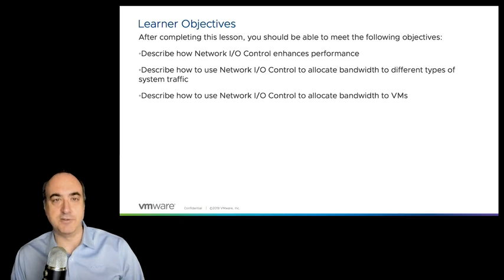Your goal here is to understand and to be able to describe Network I/O Control and how it enhances overall performance. Describe how to use Network I/O Control to allocate bandwidth to different types of system traffic, and to be able to describe how to use Network I/O Control to allocate bandwidth to VMs. To put it simply, the goal of Network I/O Control is you've got a whole variety of networking traffic coming in and out of your distributed switch. This is going to create an equalized access as a default configuration.